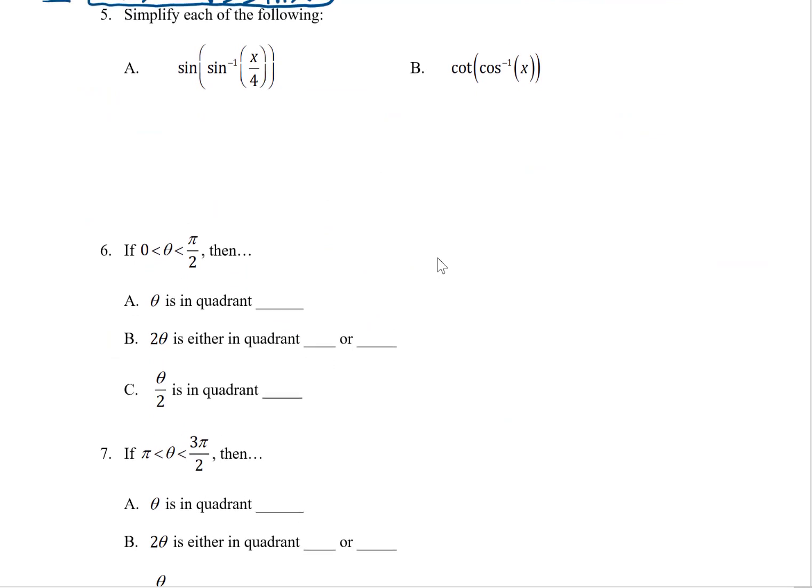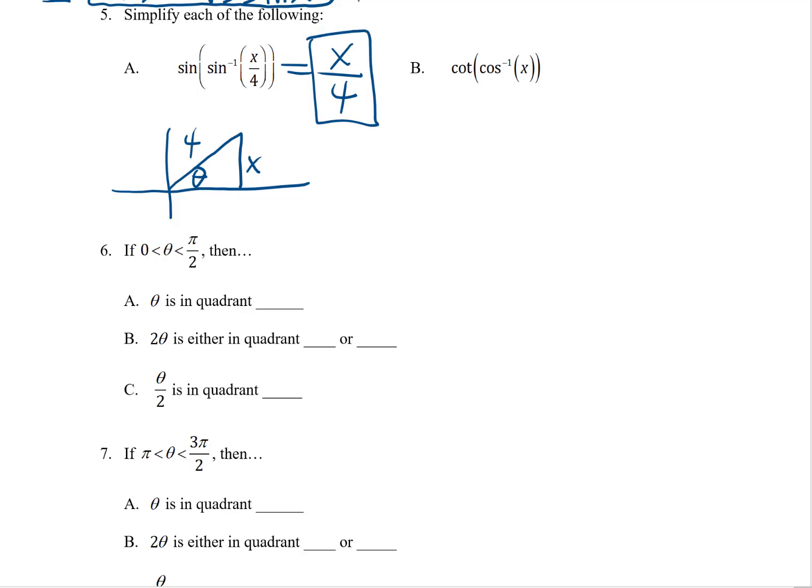Problem number 5. We want to simplify each expression. Of course, when I look at part A, I'm thinking probably the answer here is just x over 4 because sine and sine inverse tend to wipe each other out. I can double check. I'll assume x is positive. X over 4 would be a ratio, which means sine inverse x over 4 represents the angle whose sine ratio is x over 4. This angle right here. I'm being asked for the sine ratio of that angle, which obviously, according to this picture, is x over 4. So it is what we suspected.